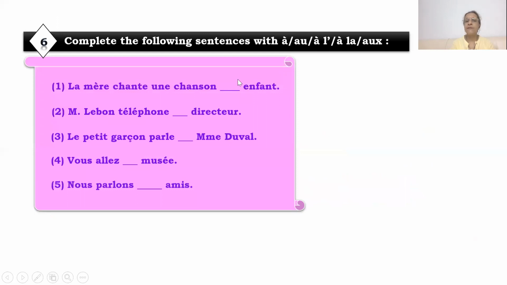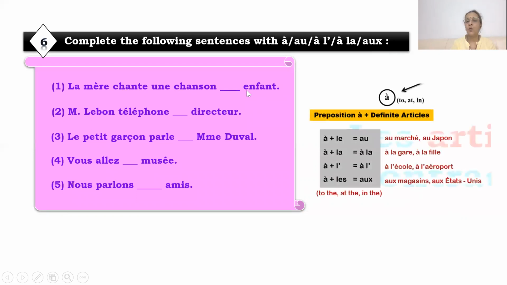Let's go ahead and solve some more examples. Complete the following sentences with à, au, à l', à la, aux. Please see the noun after the blank and then decide which one to use. La mère chante une chanson à l'enfant. Why l'? Because e is a vowel. Masculine singular noun beginning with a vowel.